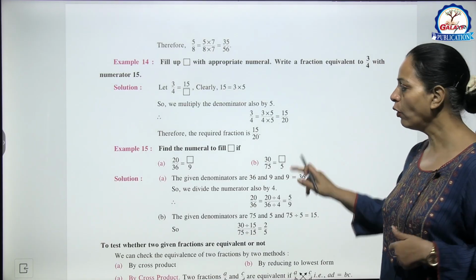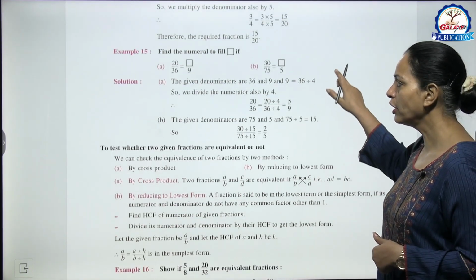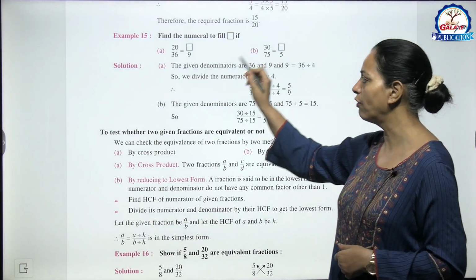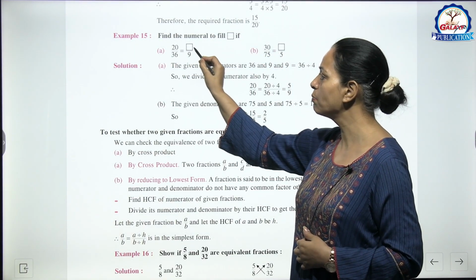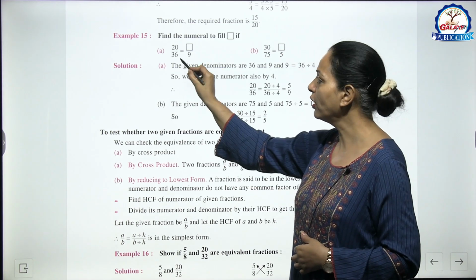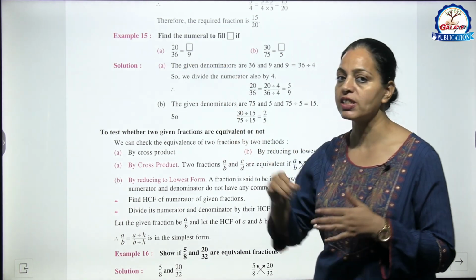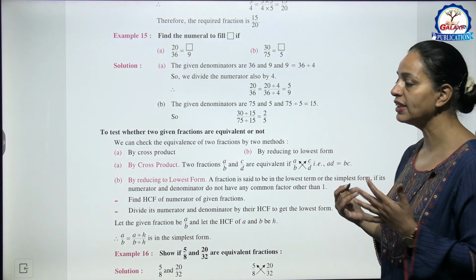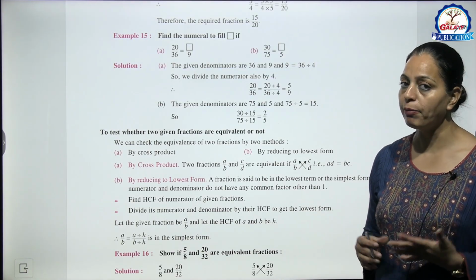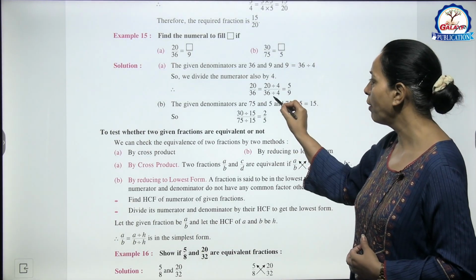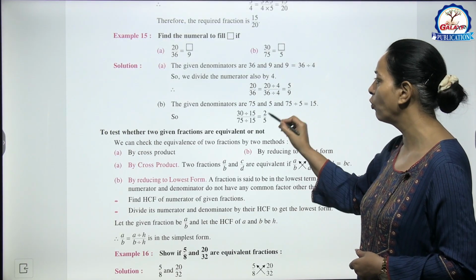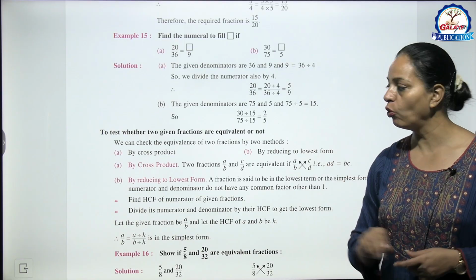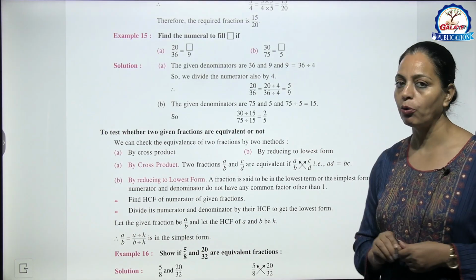Okay. Now example 15. Find the numeral to fill this box if. So A part, 20 upon 36 equals to this box upon 9. So here 36 and 9. What is the relation? 9 36 से कैसे आएगा? If we divide by 4. So divide by 4 both numerator and denominator. So 20 divide by 4, 36 divide by 4. Answer is 5 upon 9.